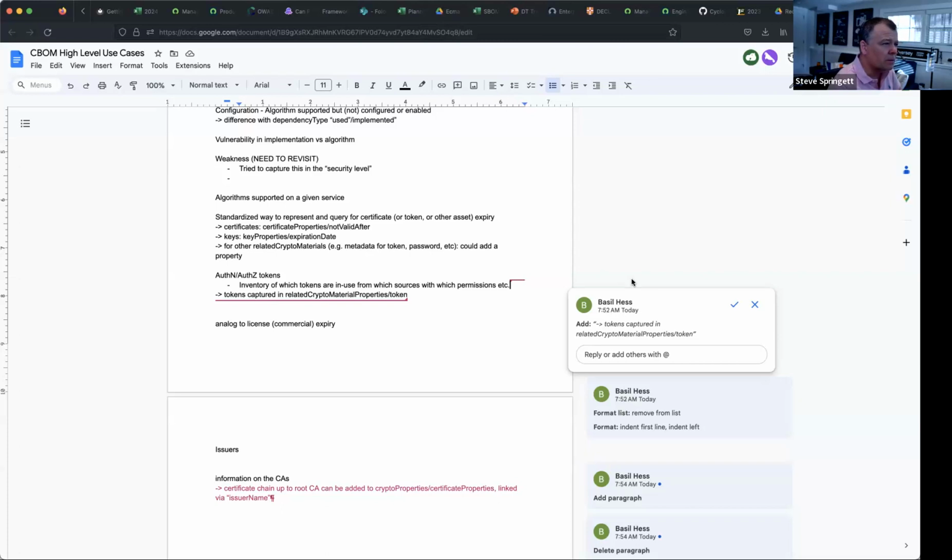I ran across a standard a few months ago that describes authentication and authorization for a system. I can't remember the name of that standard, I'll have to dig it up. But we should probably look at that because it might be something we could reuse, especially if they actually do support permissions. I don't know the answer to that question. Okay.